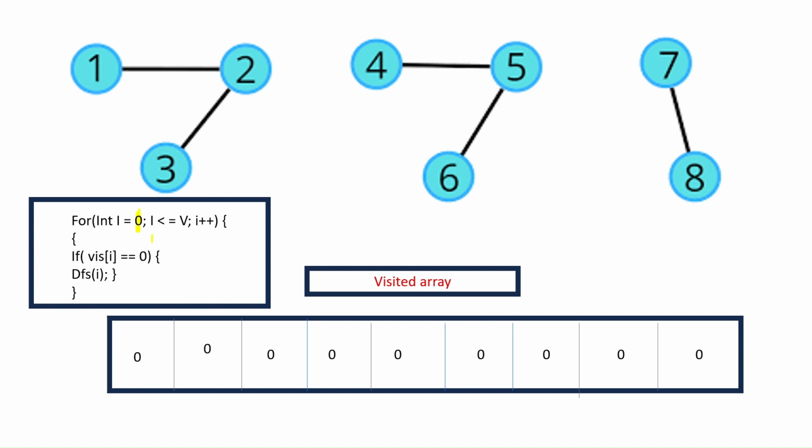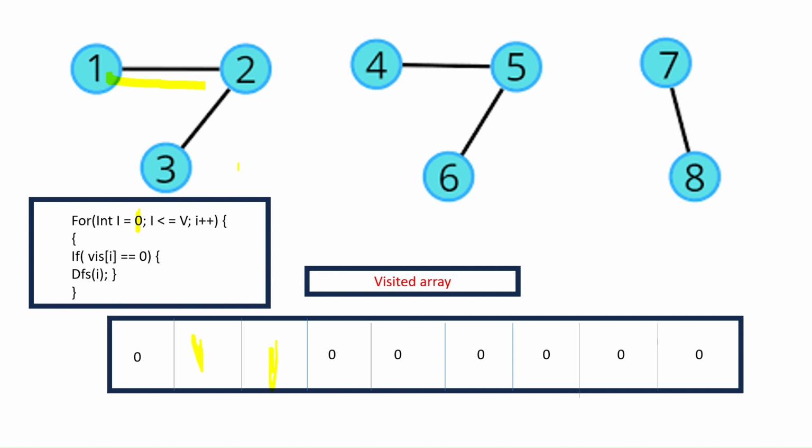If you start with 1, you will check whether it is visited or not. You can see that it is not visited. So you will call DFS for this and mark it as visited. Once this is marked as visited and the DFS call is made, it will check who is at a depth of 1. You can see that 2 is at a depth of 1, so it will also be marked as visited.